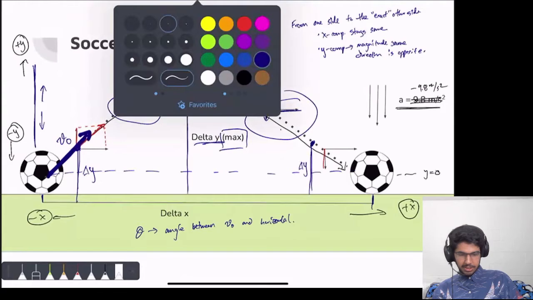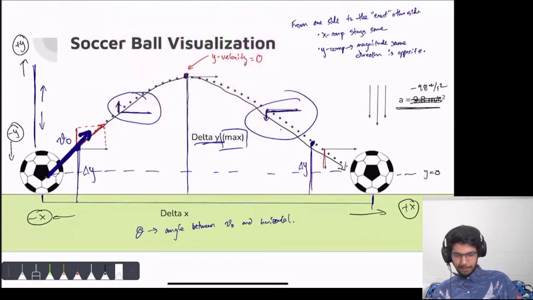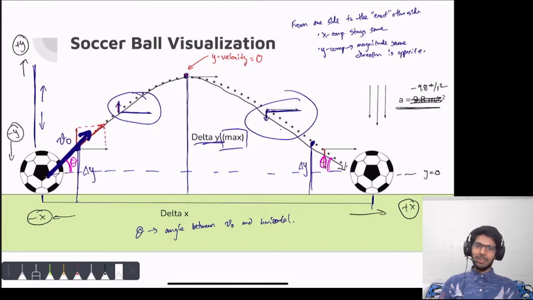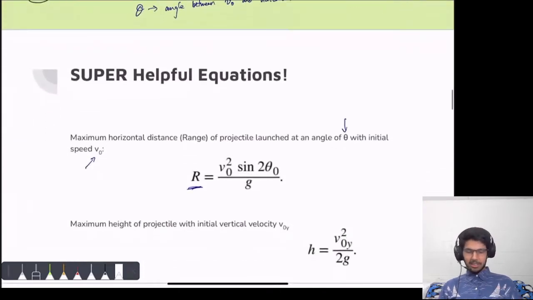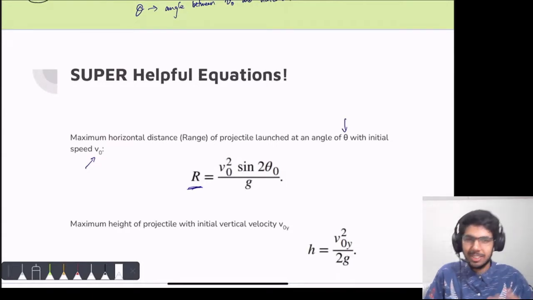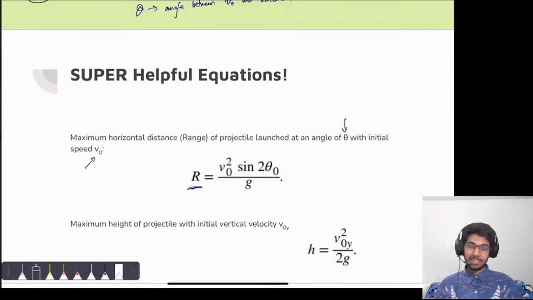So what does that look like in this diagram? Let me change colors. Let's do pink. That would be this right here. That is theta. And you guessed it, on this side, this is also theta. But usually we are just curious about theta when the ball is being kicked off or when something is being launched. So now that we have those defined, obviously we can change v naught and theta with different projectile motions.